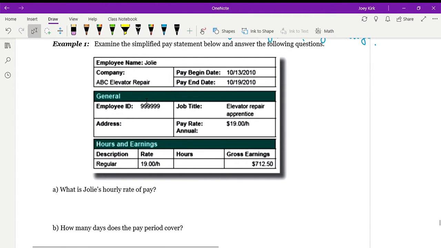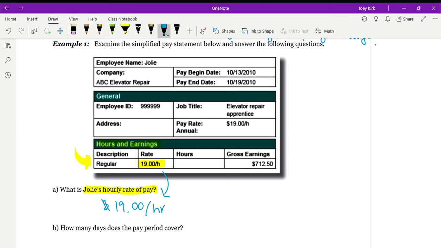This is a simplified pay stub. A couple of questions. What is Jolie's hourly rate of pay? There should be somewhere on your pay stub, right here, that talks about your hours and your earnings. The hourly rate of pay is right there. So the hourly rate of pay is $19 per hour, and we got that from right there.